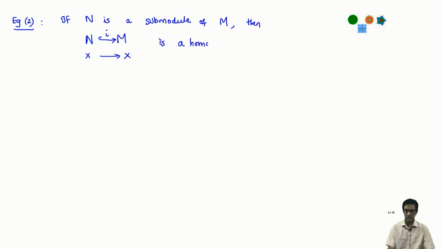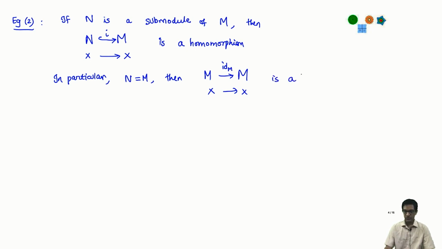In fact, it's trivially a homomorphism, because x plus y of course goes to x plus y, rx goes to rx, so the properties are obvious. In particular, if I take N equals M, then the inclusion map becomes what's called the identity map, which takes every element to itself. This is usually denoted as id or id sub M. This is of course a homomorphism too.